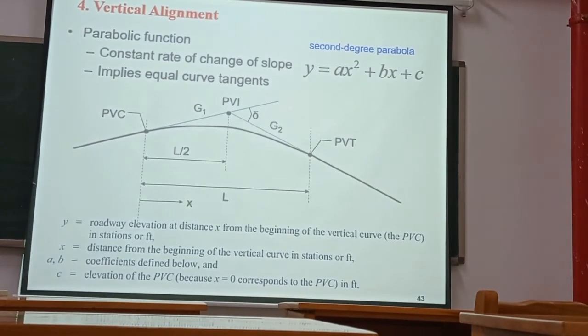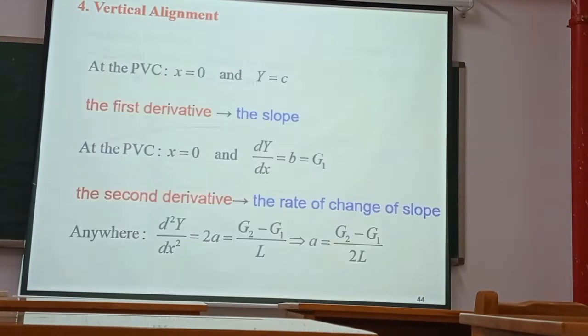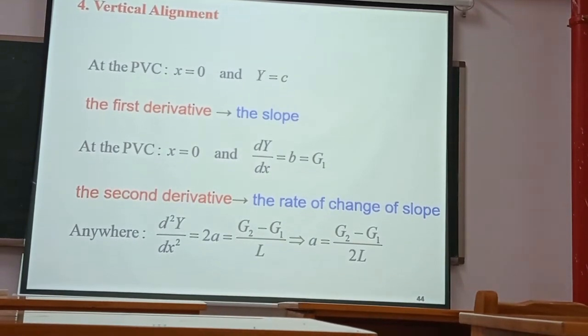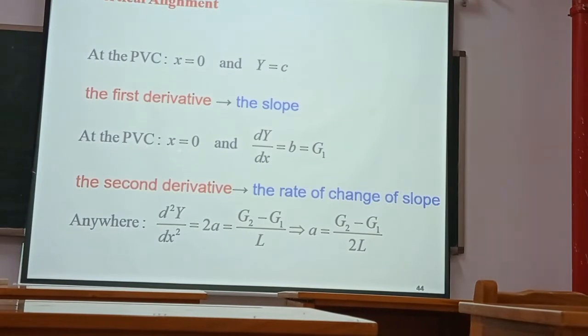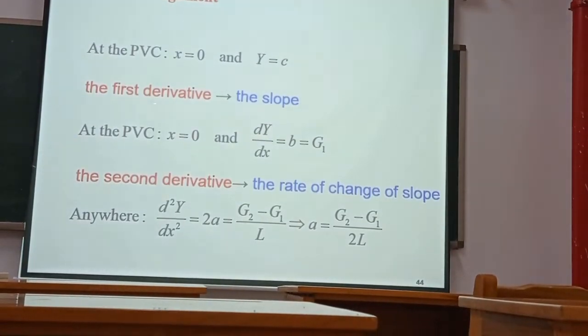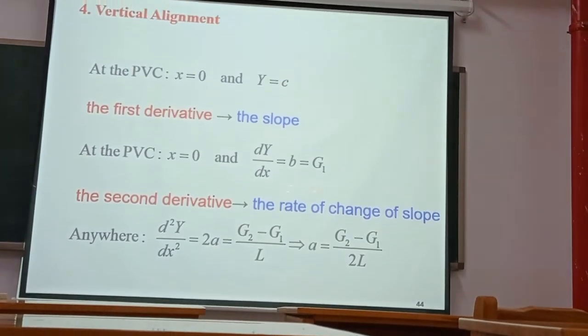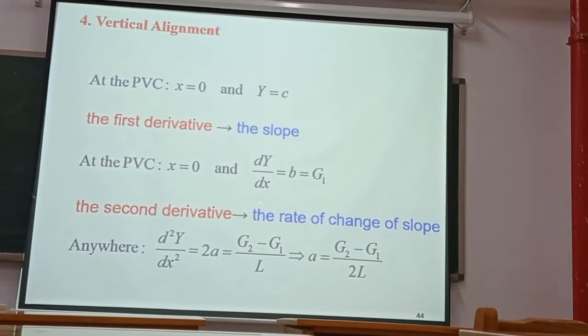We can use this formula, the parabolic function. At the PVC, X is equal to 0 and Y is equal to C. So the first derivative is the slope. That is the slope. At the PVC, X is equal to 0 and dy/dx is equal to b, which is equal to G1. Yes or no? Yes. Okay.